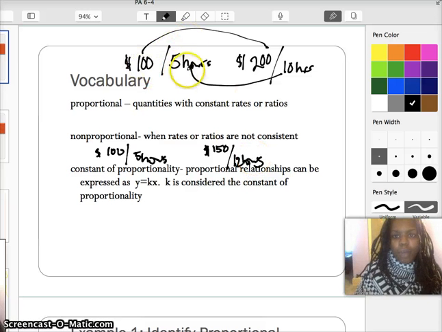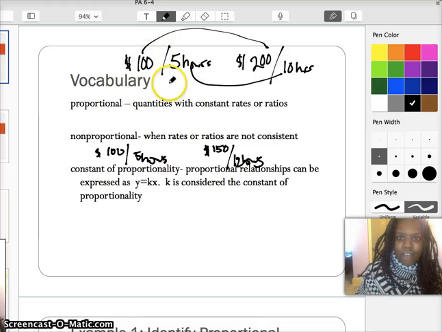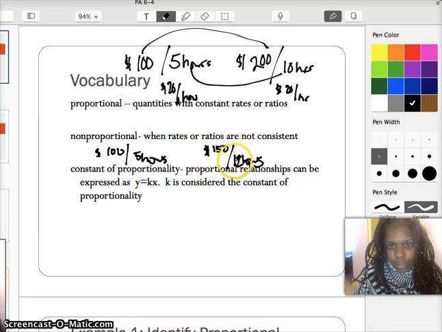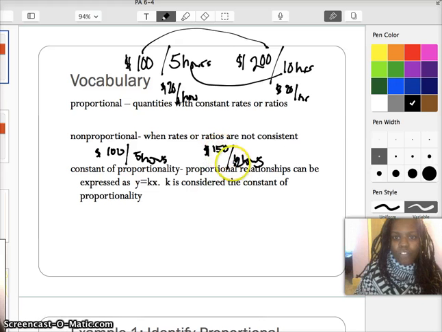If we go back and look at the rate, what is the unit rate here? We divide the top and bottom by 5. When I divide the top by 5, I get $20 per hour. What happens when I divide by 10 in the denominator and the numerator? I get $20 per hour. So that is consistent. Over here, we're not getting the $20 per hour. When we divide 150 by 12, we're going to get something a little bit less. So that's what we call non-proportional.